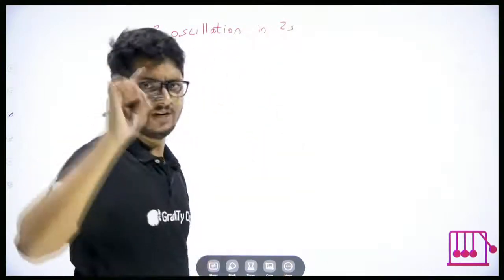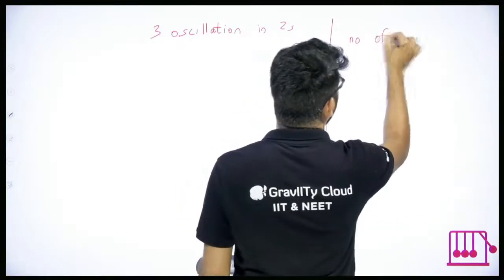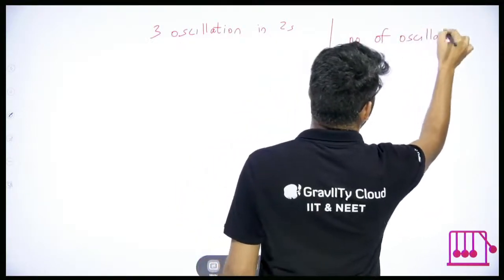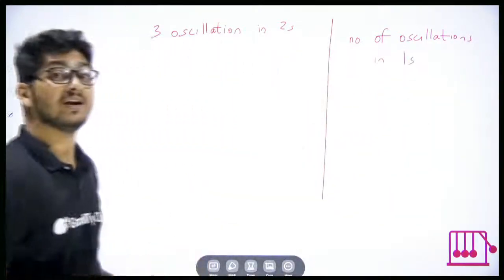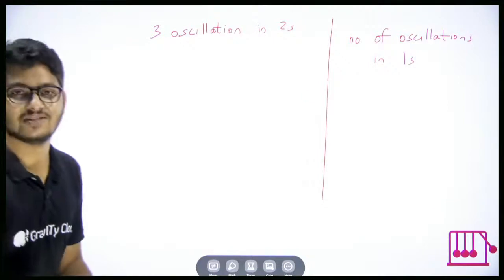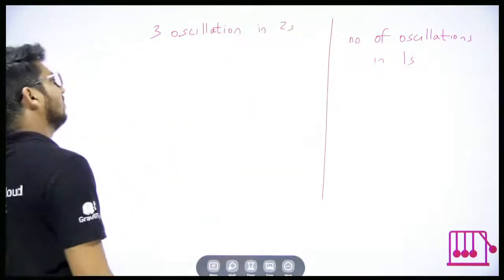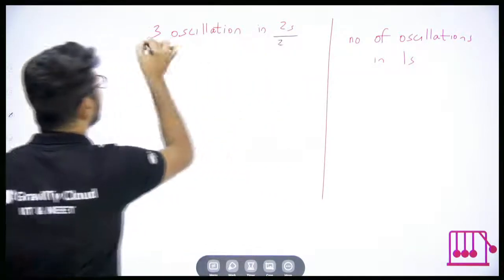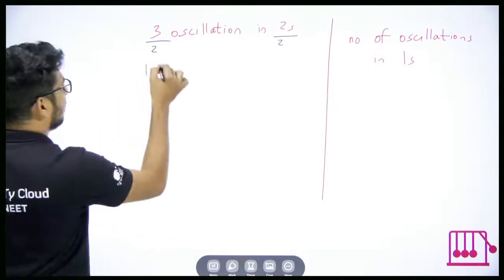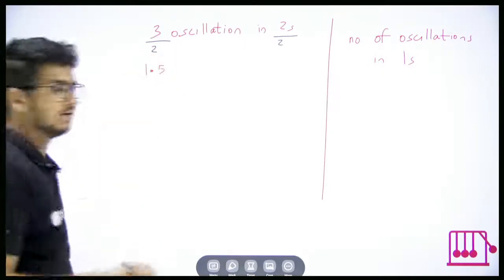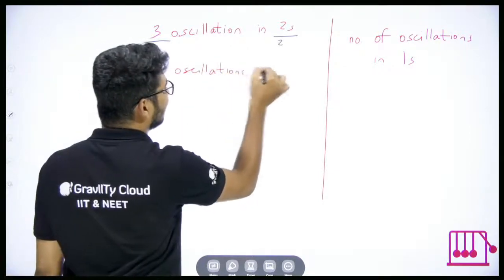And remember the definition of frequency. What is the definition? Number of oscillations in how much time? In 1 second. So what is our target here? Our target is to get 1 second. Time is 2 seconds. How will you get 1 second? Divide by 2. So that means here you have 1.5. 3 by 2 is 1.5. 1.5 oscillations in 1 second.